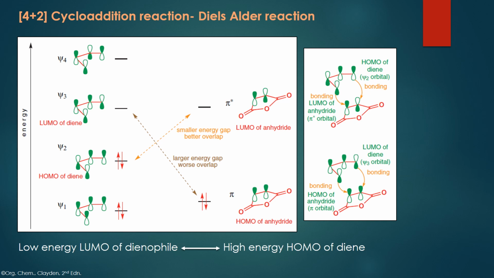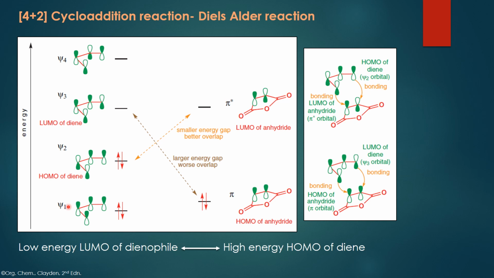And now we can see what happens when it comes to a 4 plus 2 cycloaddition reaction. Same as for the 2 plus 2 cycloaddition reaction. In 4 plus 2 cycloaddition, one component is a 4 pi component system. That is, we have seen butadiene, and the other component is a 2 pi component system. Here it is taken as maleic anhydride.